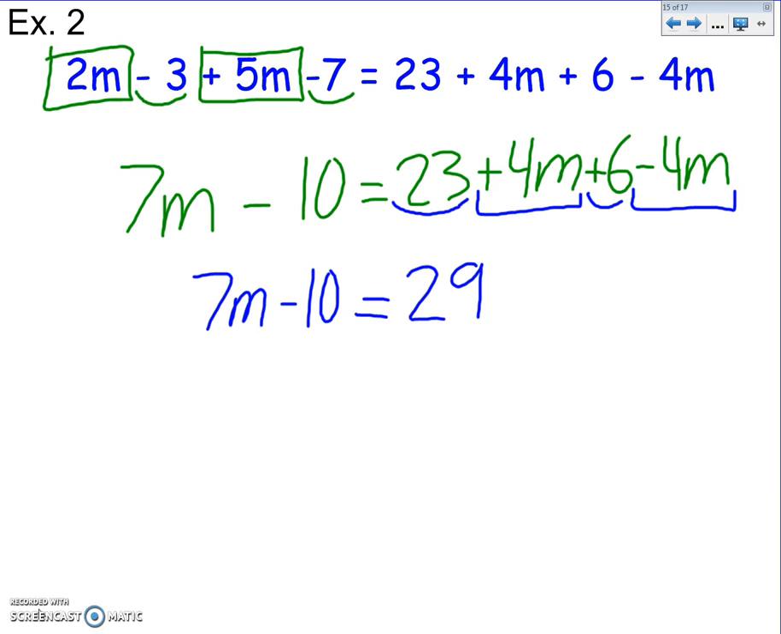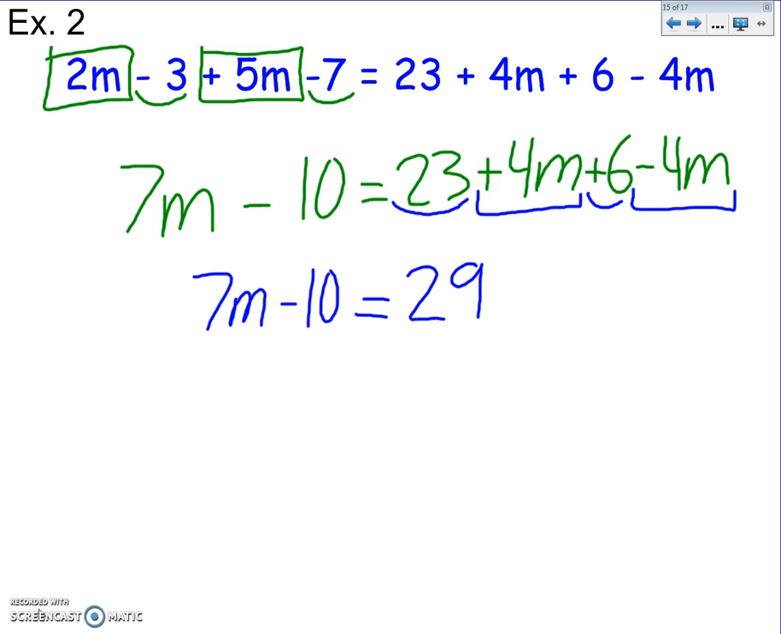All right, after combining terms, now it says locate the variable. I see m just on the left side. So I go to step 4, isolate the variable by moving all the numbers on the same side as the letter to the other side by opposite operations. So I need to move the 7 and the negative 10. I should not be moving this 29 at all.